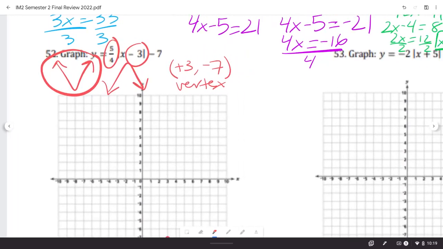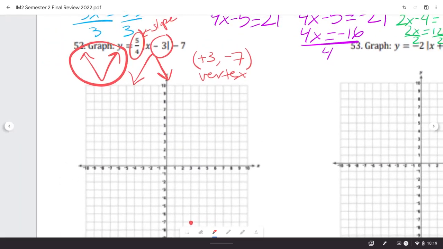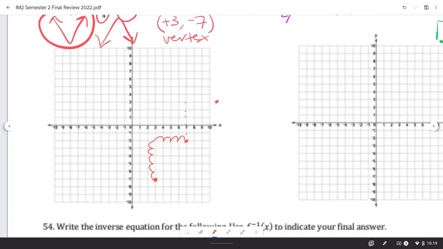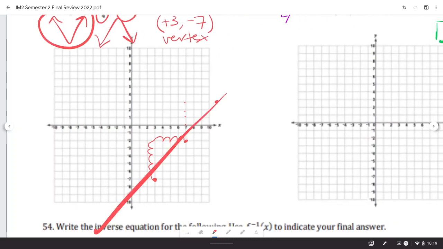Okay, and then 5/4. That right here is my slope. But you have to end up having a V shape. One of the common mistakes students make is they go up 1, 2, 3, 4, 5, and then 1, 2, 3, 4. That would be my next point. And then they draw a straight line. That's not supposed to be a straight line.